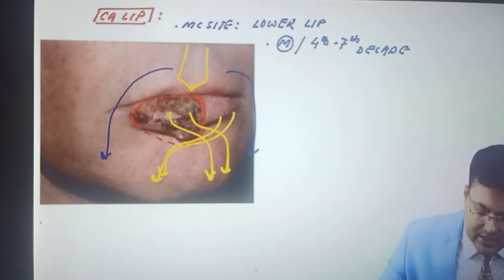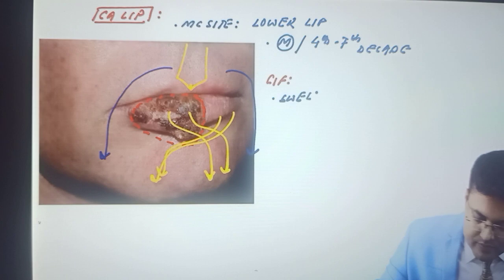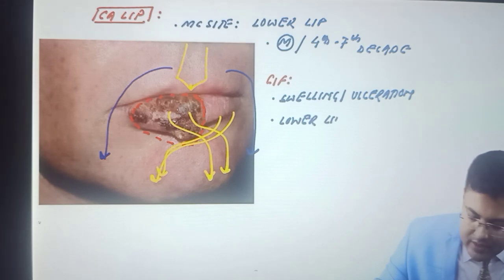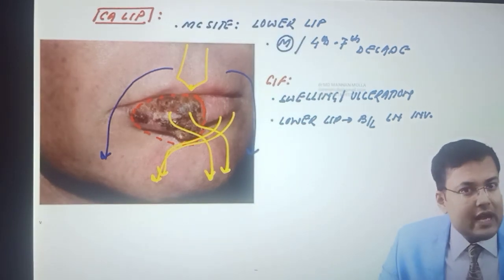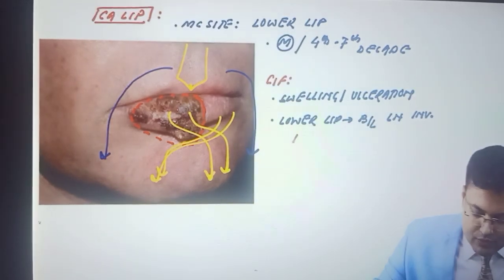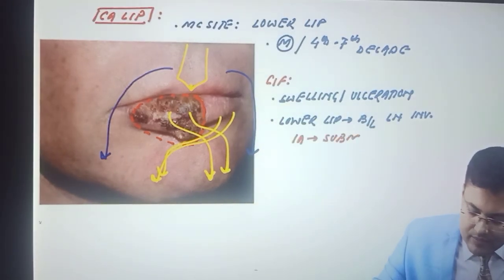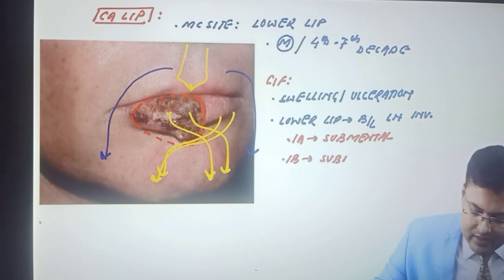So clinical presentation, we discussed there is swelling or ulceration. Clear? If the malignancy is in the lower lip, it can lead to bilateral lymph node involvement, seen in advanced malignancies. The involved groups are 1A, that is submental, and 1B, that is submandibular. Clear? So it's submental and submandibular.